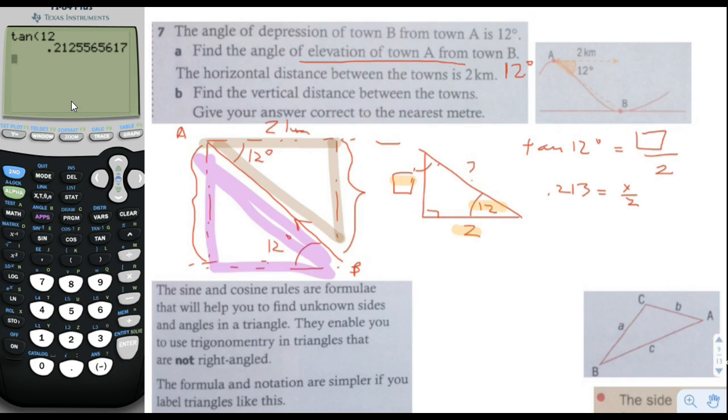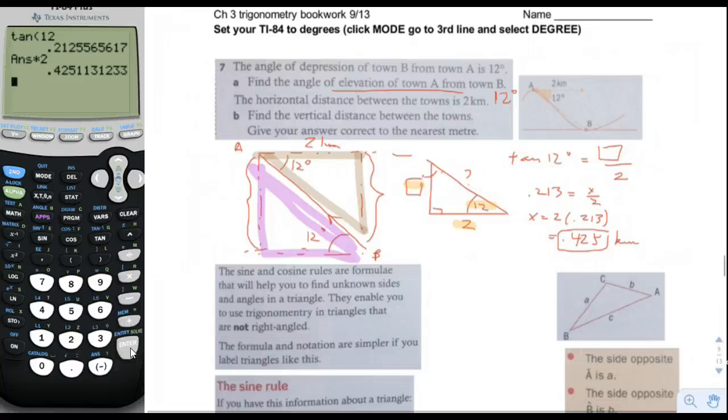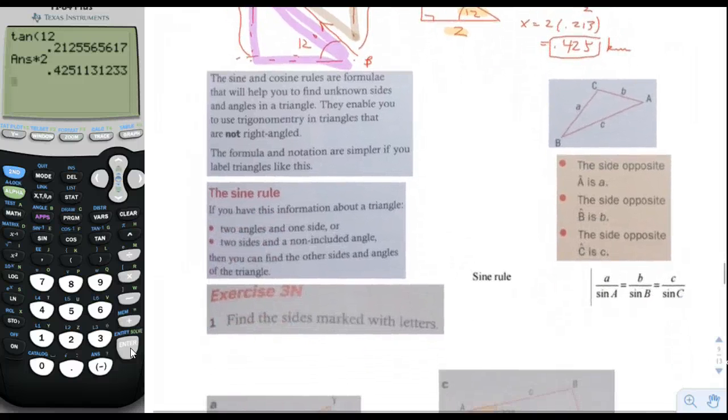Then we multiply both sides by 2. We get x equals 2 times 0.213, and that gives us 0.425. So it's 0.425 kilometers vertical distance between the towns. That's kilometers. If you want to put it in meters, you would just multiply by 1,000. You get 425 meters. That was the last problem for angle of elevation and depression.